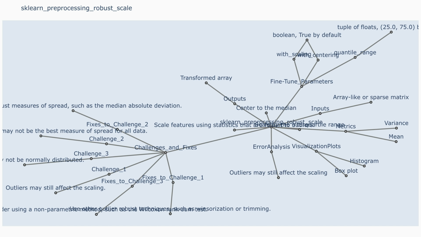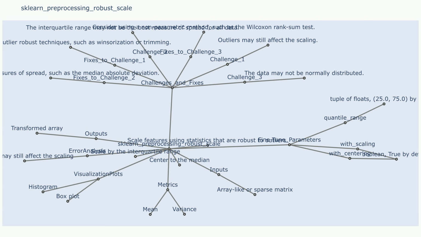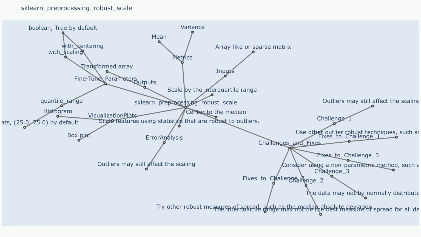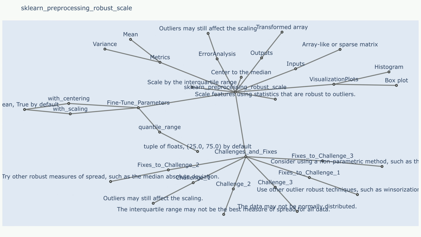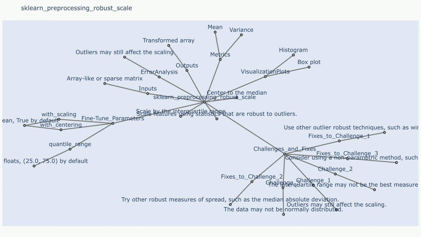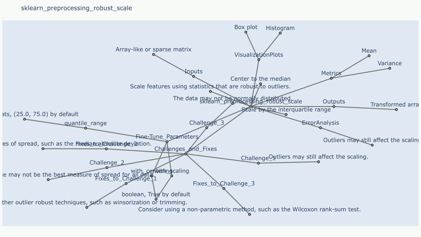sklearn.preprocessing.RobustScaler. Description. RobustScaler removes the median and scales the data according to the quantile range (IQR), the interquartile range. Inputs. X: the data to be scaled. with_centering, Boolean: whether to center the data before scaling. with_scaling, Boolean: whether to scale the data after centering. quantile_range, tuple of floats: the quantile range to use for scaling.